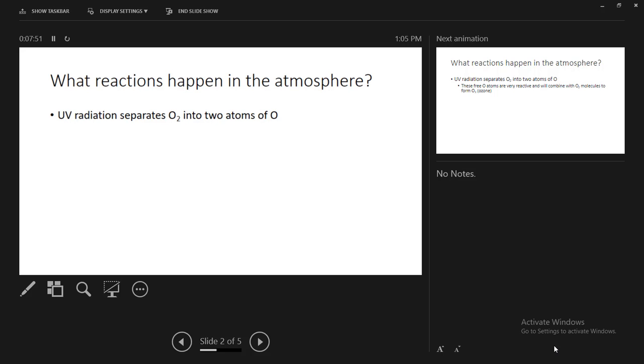But now we can visualize the problem. We have a half-filled orbital here. We have a half-filled orbital here. Orbitals do not want to be half-filled. That is unstable. That creates something that's very reactive. These half-filled orbitals are very reactive.